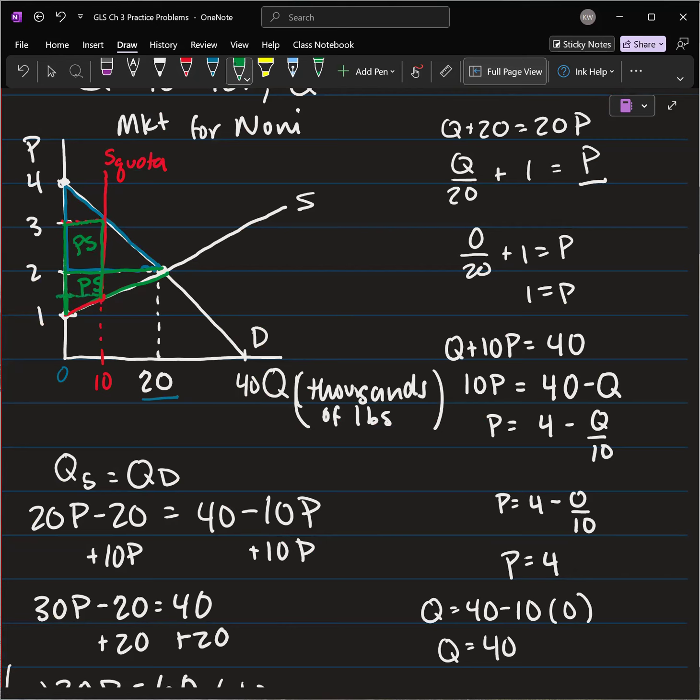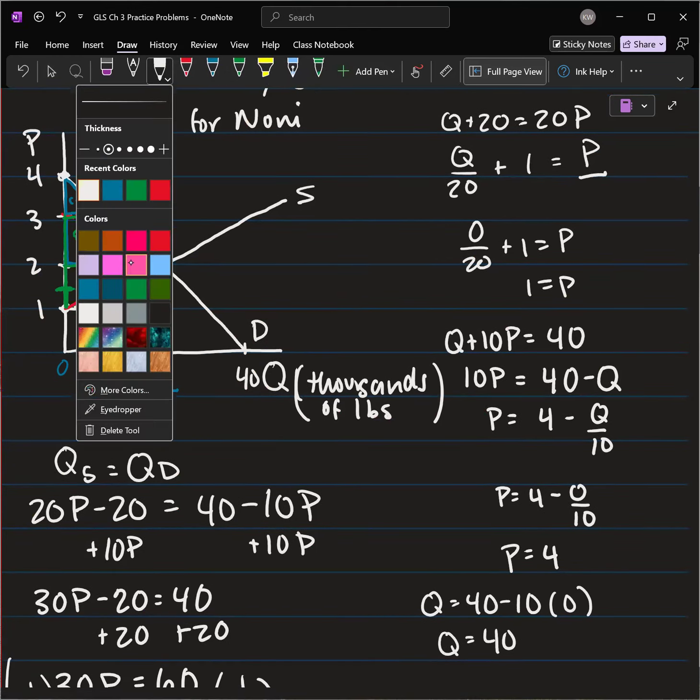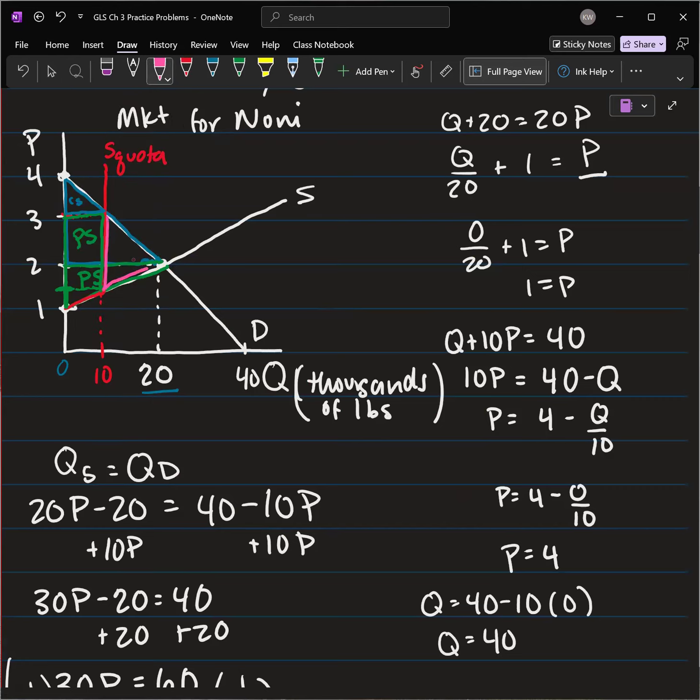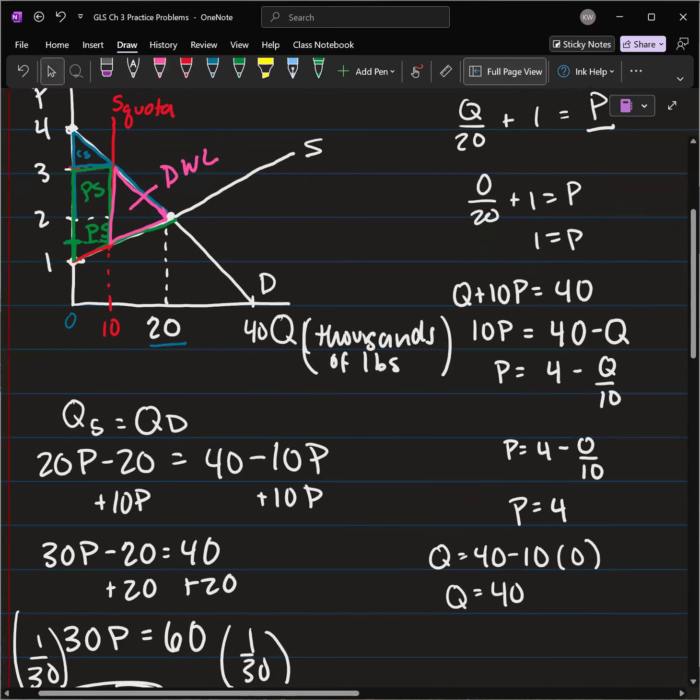We're going to eventually break it down into a rectangle and a triangle for ease of calculation. And our consumer surplus is this much smaller triangle above that quota price at $3. And we actually now have deadweight loss in this market. Right now, there are 10,000 pounds of noni that is no longer being bought and sold. Let's try drawing that in. Okay, here we go. So that's the deadweight loss. So we need to find the consumer surplus, the producer surplus, and the deadweight loss.